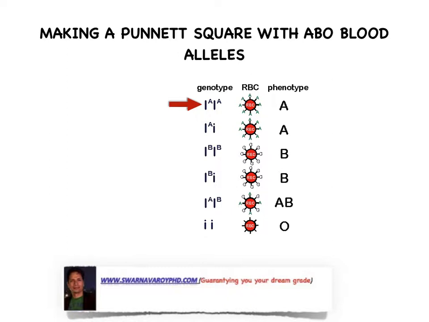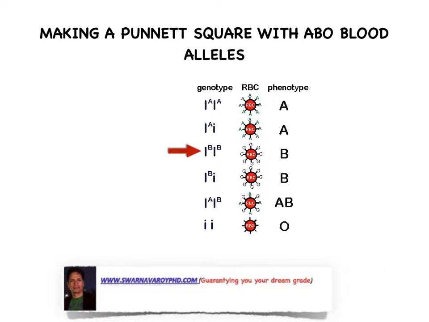He's homozygous for the A allele. So this person will have a blood type of A, and you can see the surface of the RBC has those A antigens. Now, in the second arrow, this person has an A allele and a small i or O allele. Since A is dominant here, this person will have a blood type of A.